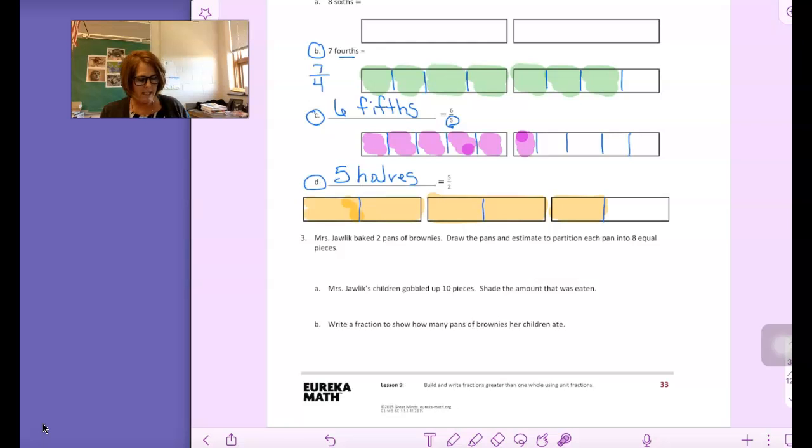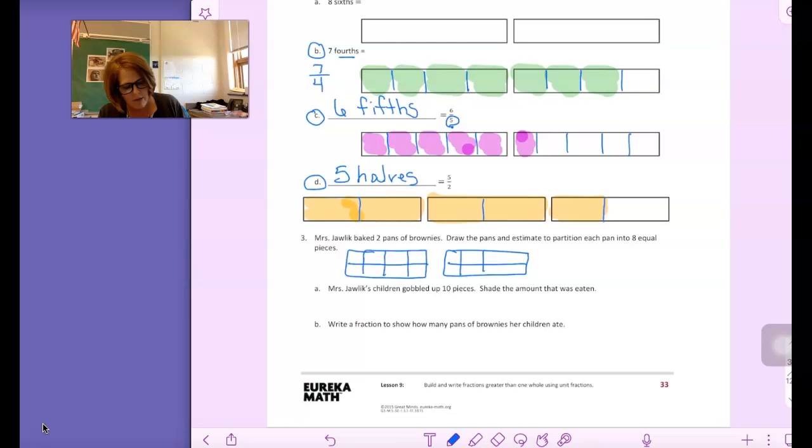Let's see if we can do number 3 together. Number 3 says, Mrs. Jolick baked 2 pans of brownies. Draw the pans and estimate to partition each pan into 8 equal pieces. Okay, so here's a pan, and here's a pan. I can make it look like a fraction bar. And you can draw lines up and down, make 7 of them, or you could cut it in half and then do fourths. That would give us 8 each, right?